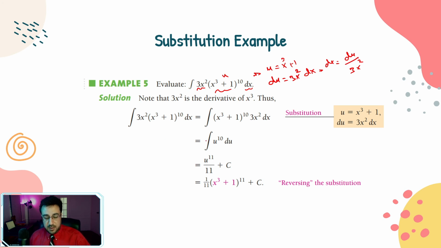Now, what we did here, we substituted the u and du, so the integration would be the integration of u to the power of 10 du. As simple as that. Then you do the integration, that will be u to the power of 11 over 11 plus c. So that's u to the power of 11 over 11 plus c.